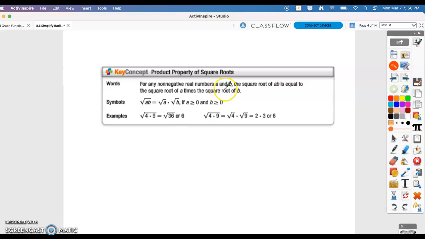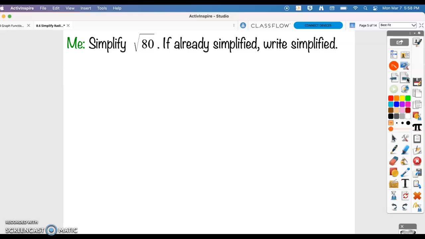Okay, so product property of square roots. For any non-negative real numbers a and b, the square root of a times b is equal to the square root of a times the square root of b. So basically what that means is we are going to take these numbers and break them down, and we're going to simplify them.